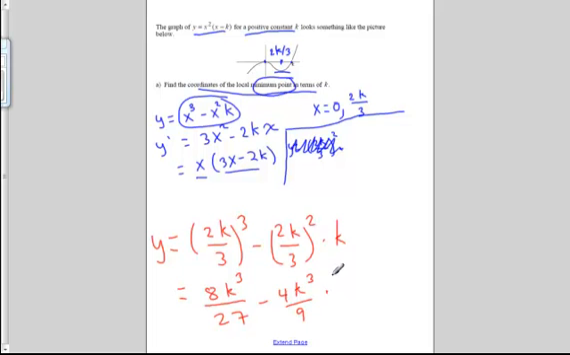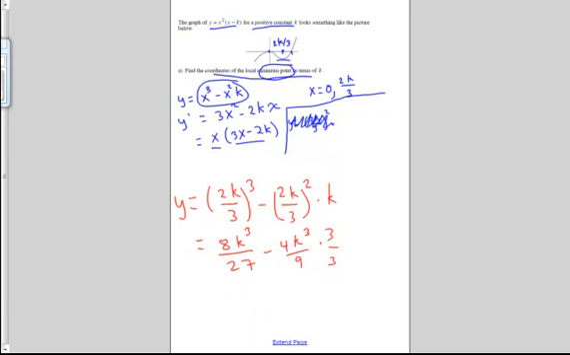And to get a common denominator, we multiply it by 3 over 3, which is going to give me 12 on the right-hand side. So this simplifies to negative 4k cubed over 27. And what lets us know that it's right is that negative, because we'd expect a negative y value here.